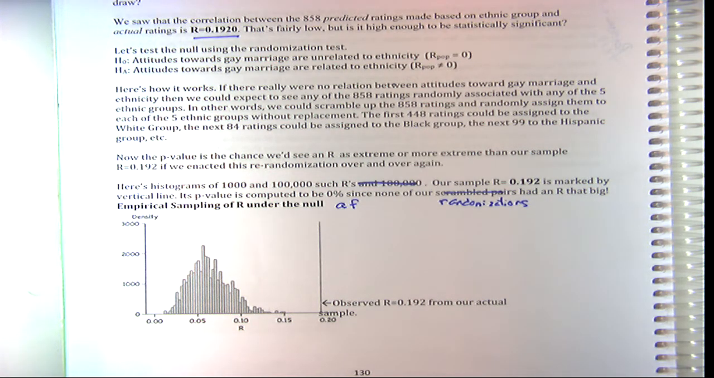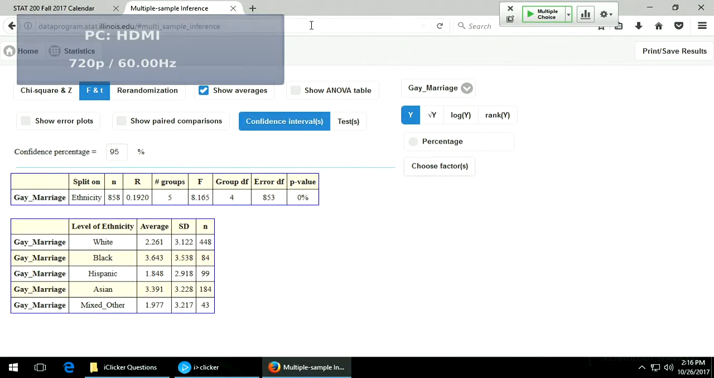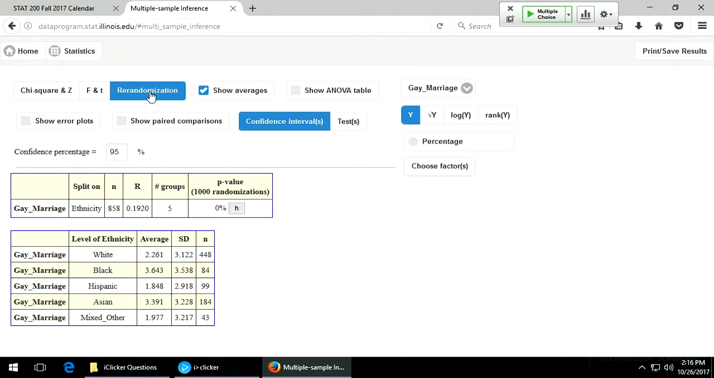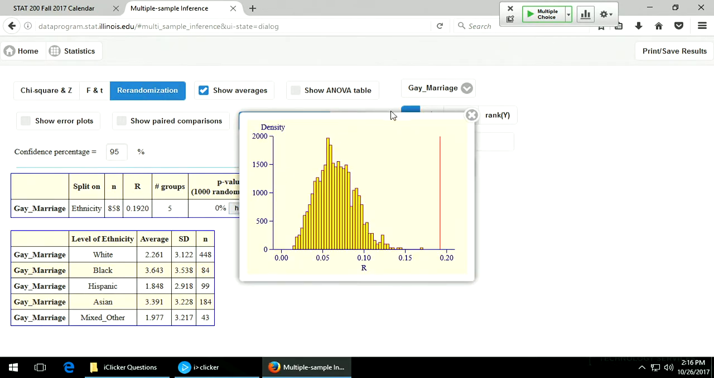So let's look. Here we go. So here's our data. And we'll just click on this re-randomization. So right now we have a p-value of 0 doing the F-test. And we got a tiny, tiny p-value. Let's see what re-randomization gives us. So we'll do it. So after 1,000 re-randomizations, what do we have? We have a p-value of 0 after 1,000.